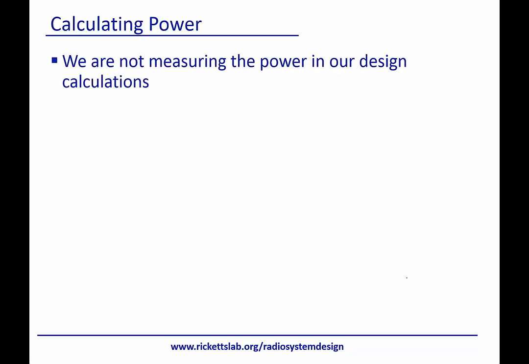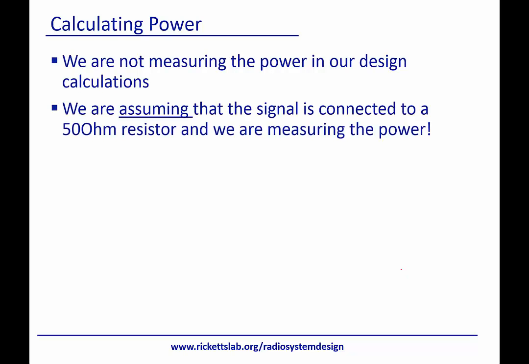So when we do a lot of our design calculations, we're talking about voltages and currents. And when we talk about power, we have to assume that we're driving a 50 ohm load. So when I ask you the power in a signal, I'm assuming it's driving a 50 ohm load unless I specify otherwise. This can lead to a lot of confusion because most papers don't even mention the fact that there's an assumption of 50 ohms. You just need to remember that.